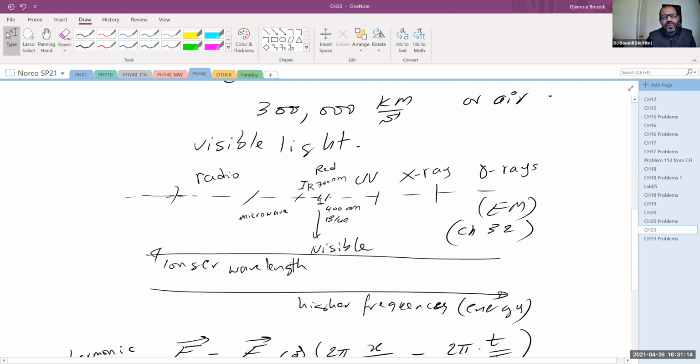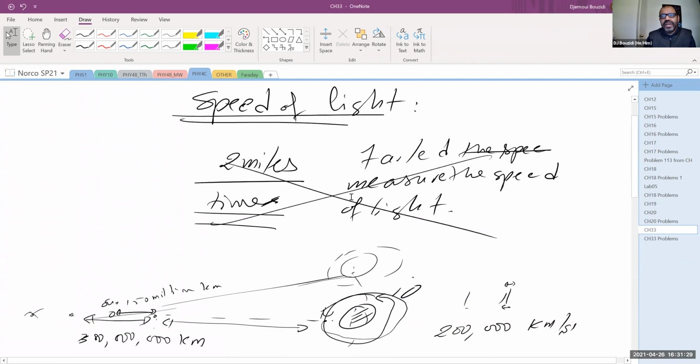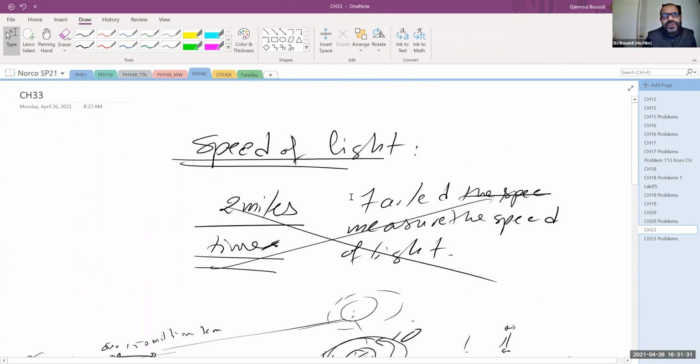The visible light is between 400 nanometers in wavelength and 700 nanometers in wavelength. Okay, give or take a few. So if you see a wavelength that is slightly more, don't be too scared with it. So this is, in a nutshell, a review from chapter 32.